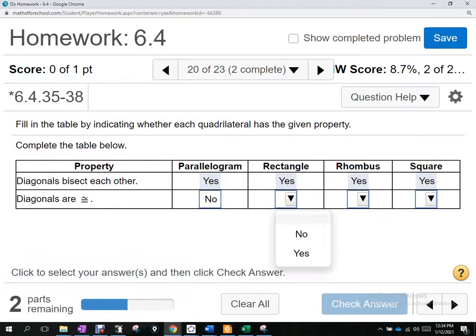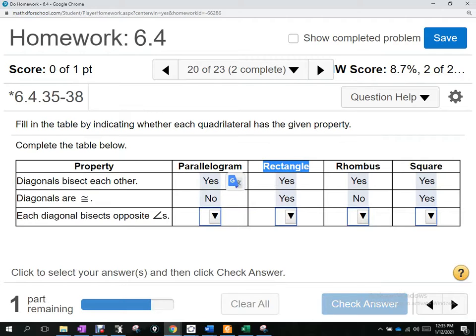Are they for a rectangle? Yes. Are they for a rhombus? No. Are they for a square? Yes. Why are they for a square? Because a square is a rectangle.